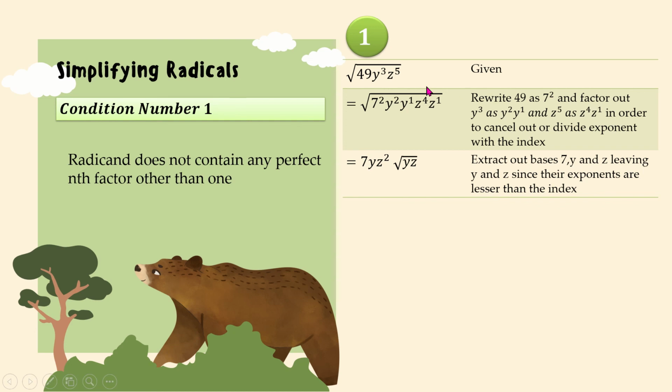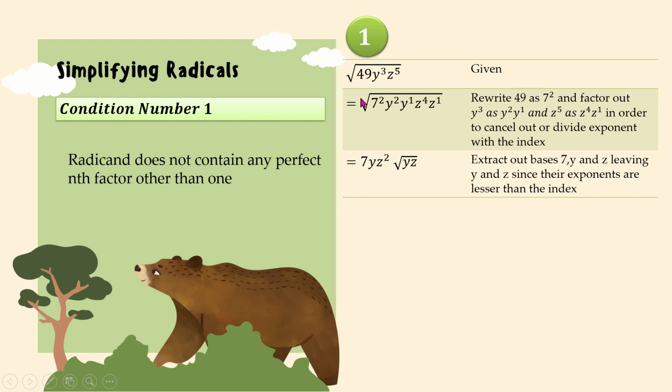The given there is the square root of 49y cubed z exponent 5. Pwede siya basahan y cubed or y exponent 3, then z exponent 5. So, atong pag-solve is gi-rewrite na to ang 49 as 7 square. Ato ipang rewrite no para ang ilang mga exponents sud sa radicand or radical symbol divisible siya sa index 2.